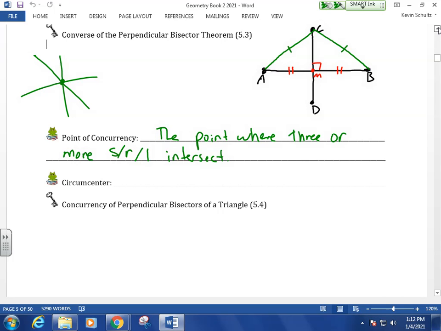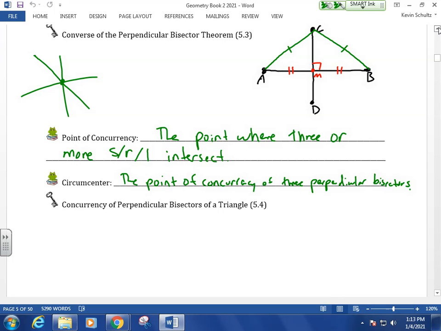The circumcenter is the name given to the point of concurrency of 3 perpendicular bisectors. So not only is it special enough to be called a point of concurrency, but if that point of concurrency involves 3 perpendicular bisectors, it gets its own special name beyond that. That is the circumcenter. And if it's got a special name, there must be something special about it.